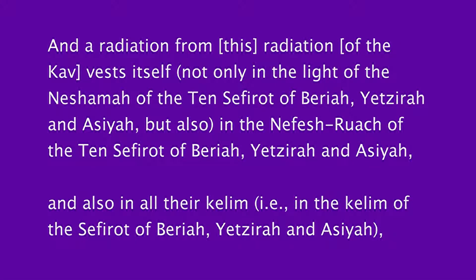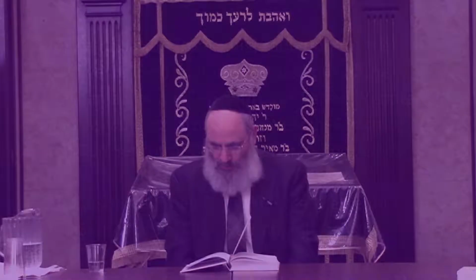And the radiation from this radiation of the Kav vests itself not only in the light of the neshama of the 10 sefirot of Bria, Yetzirah, and Asiyah, but also in the nefesh ruach of the 10 sefirot of Bria, Yetzirah, and Asiyah. Which is not godly, as he said earlier. Only the neshama of the level of Bria, Yetzirah, and Asiyah, creation, formation, and action is godly. It comes from the kelim, the vessels of the world of Atzilus, of emanation. But the level of nefesh and ruach, especially the kelim, the vessels of the worlds of creation, formation, and action, are not godly, not divine, not divinity.